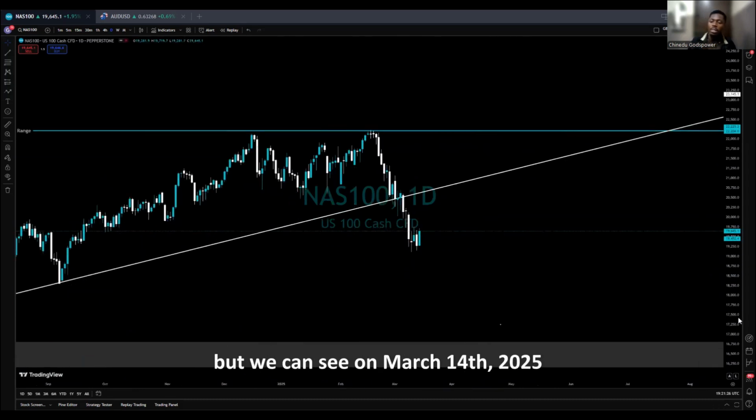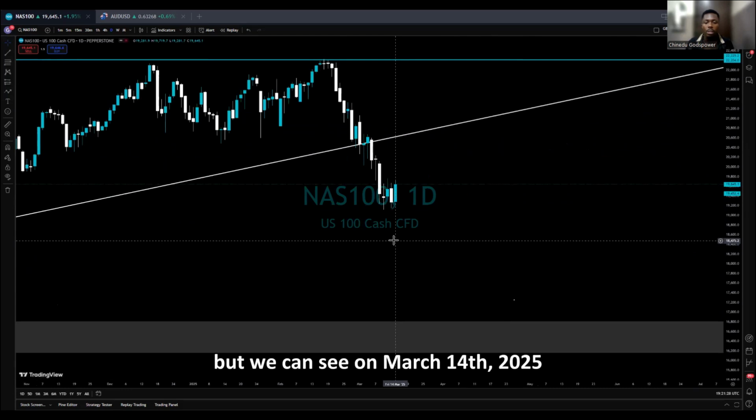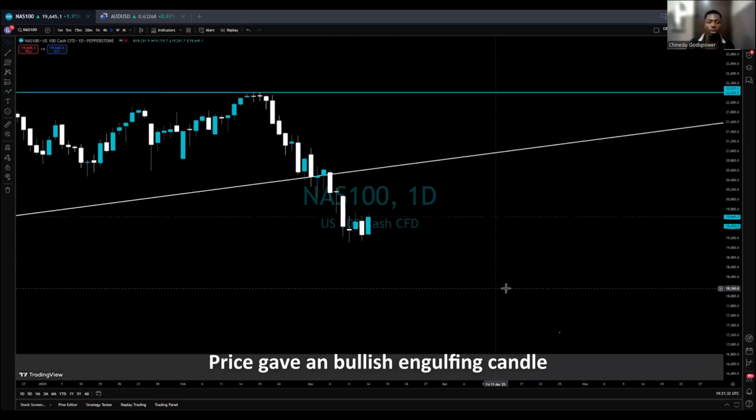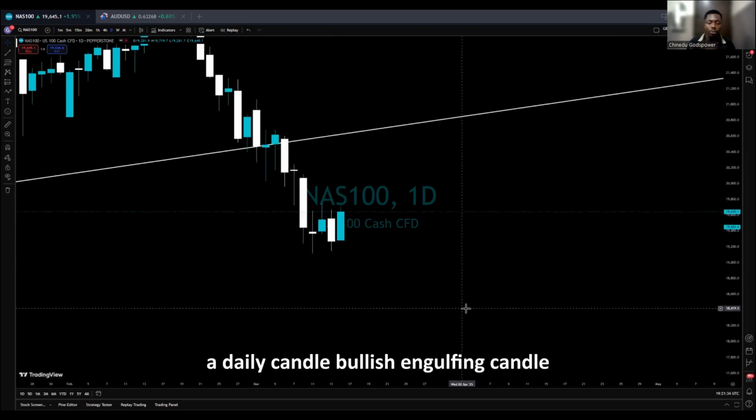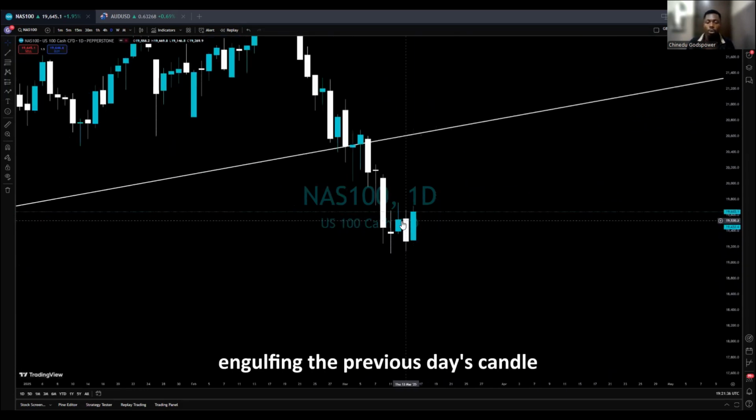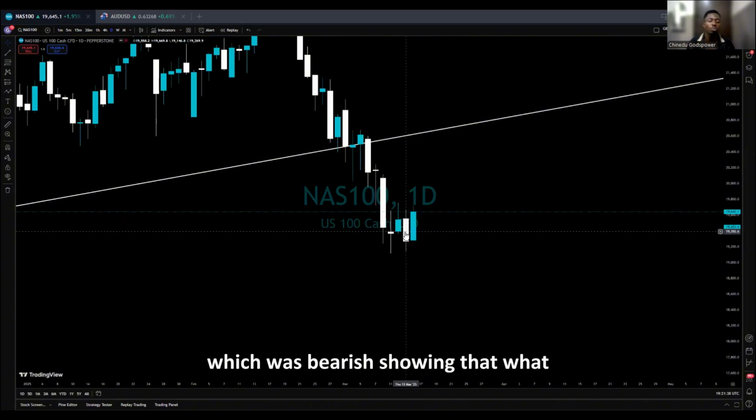But we can see on the 14th of March 2025, price gave a bullish engulfing daily candle, engulfing the previous Thursday's candle, which was bearish, showing that there's momentum for buyers in the market, and buyers are ready to push price higher for that retest.